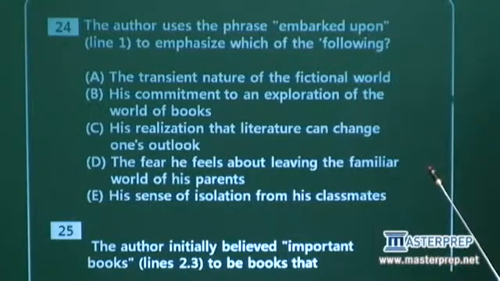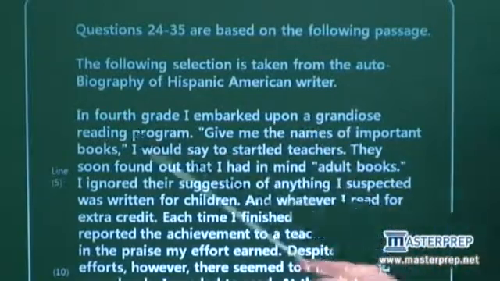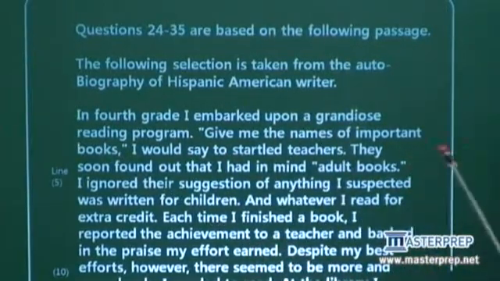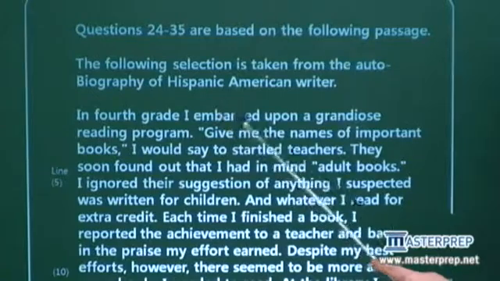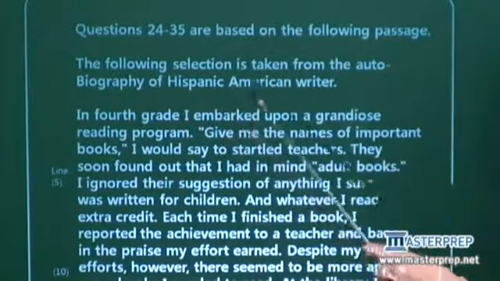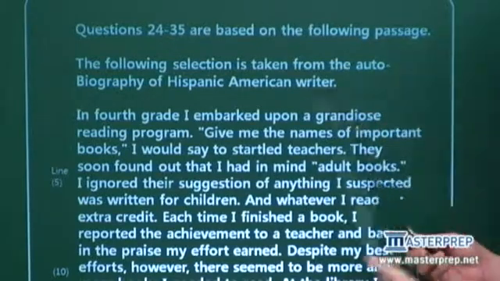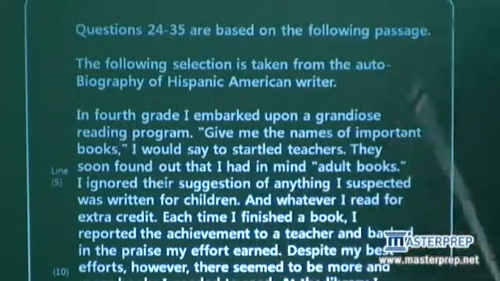So let's go back to the passage. In 4th grade, I embarked upon what? A grandiose reading program. So what does in 4th grade tell you? Nothing, really. Just, it's a setting for time. But the verb says, I embarked upon something, and the subject is I, so obviously it's the author, who's a Hispanic-American writer. Now, he embarked upon what? A grandiose reading program. So this is the object of that verb. And all we have to do is, first, match reading program. And if we can do that, we'll be fine.